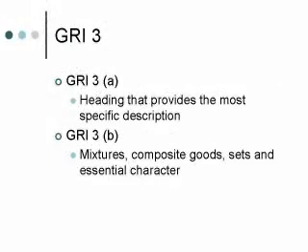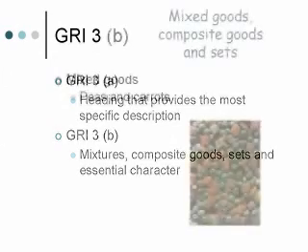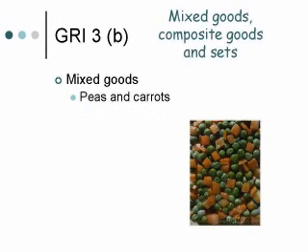Part B of GRI 3 covers mixtures, composite goods, and sets, and the use of essential character. A simple example of mixed goods or mixtures would be peas and carrots. Another would be oats and barley. Both of these mixtures contain items that could be separately classified, and there is no provision in the tariff that provides for the mixture as a whole. Rule 3b will tell us under which provision to classify the peas and carrots.